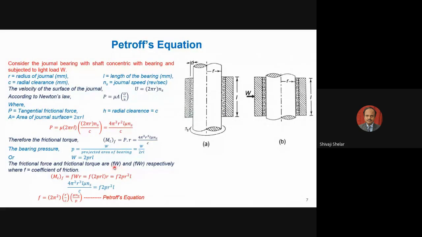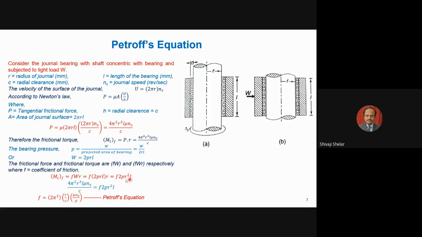So F is the coefficient of friction here. So FW is your frictional force. If you multiply by radius, then FWR becomes the frictional torque. So frictional force and frictional torque are FW and FWR respectively, where F is the coefficient of friction. So we can write another relation, MTF, equal to F into W into R. We can put the value of W here. W is equal to 2PRL. So we get F into 2PR square L.